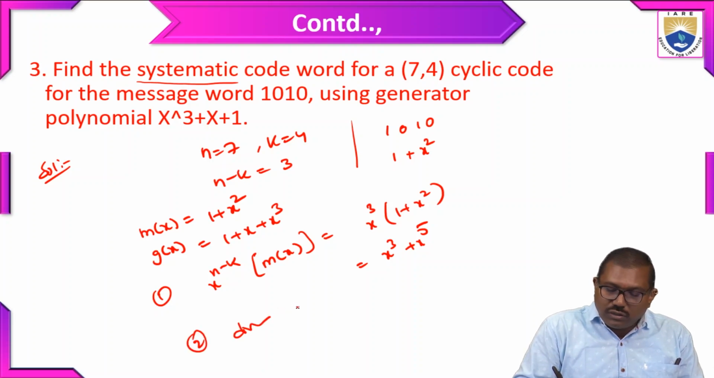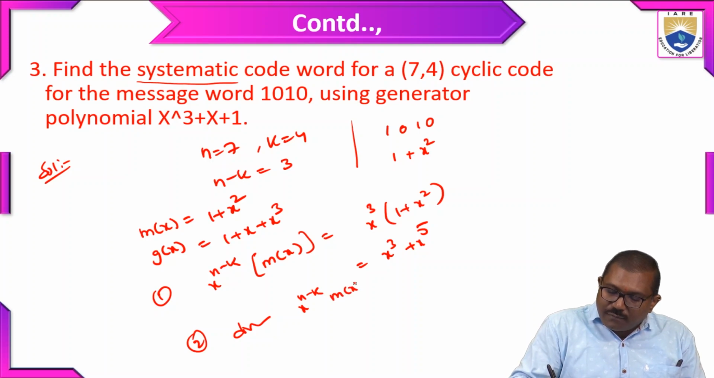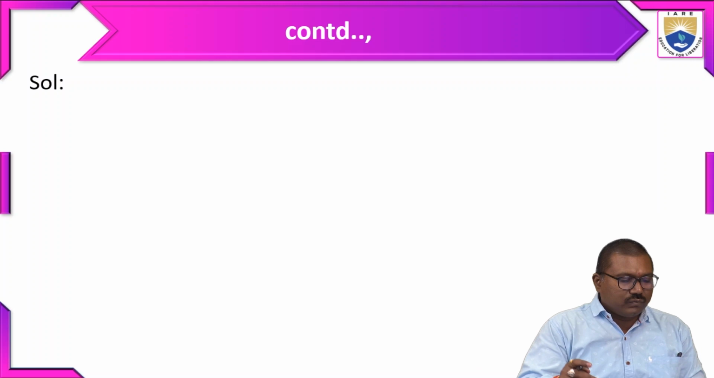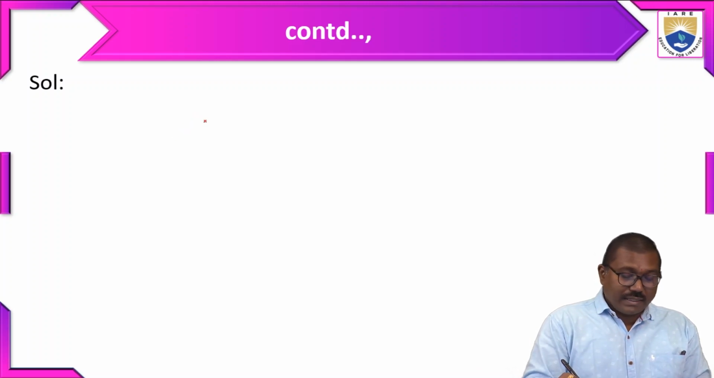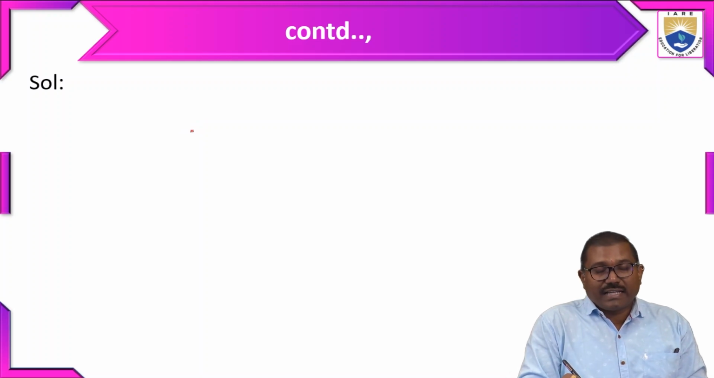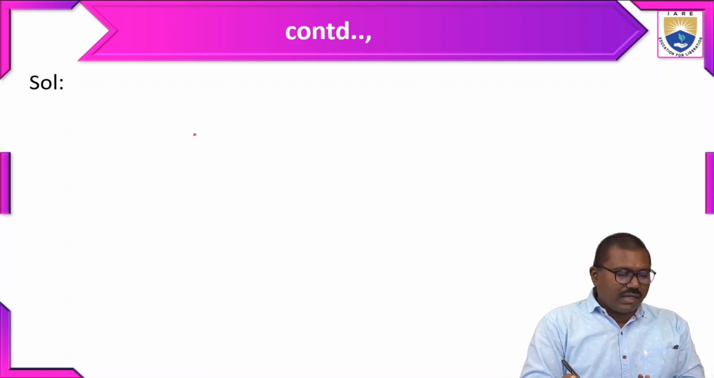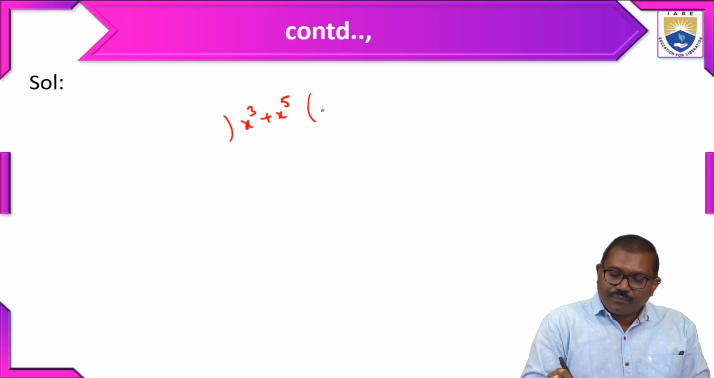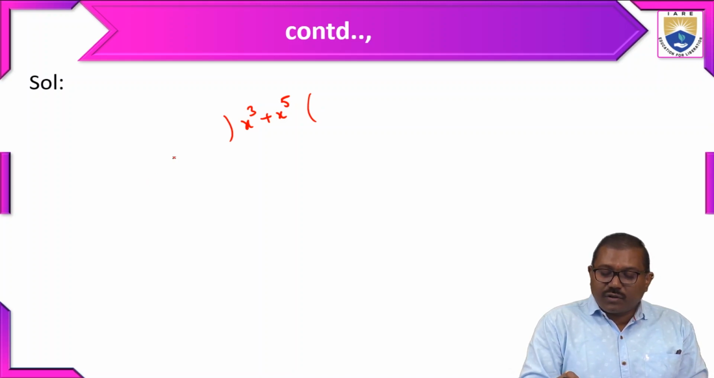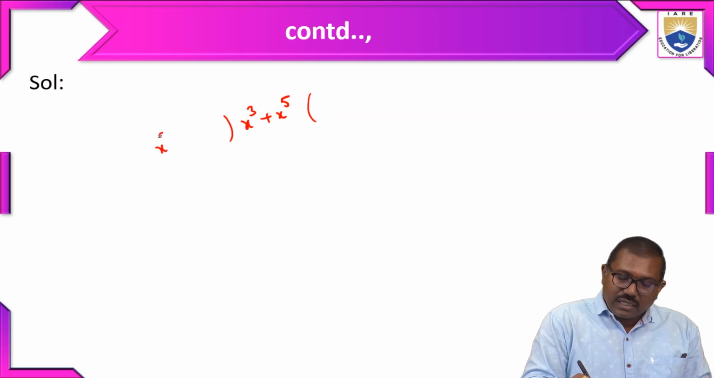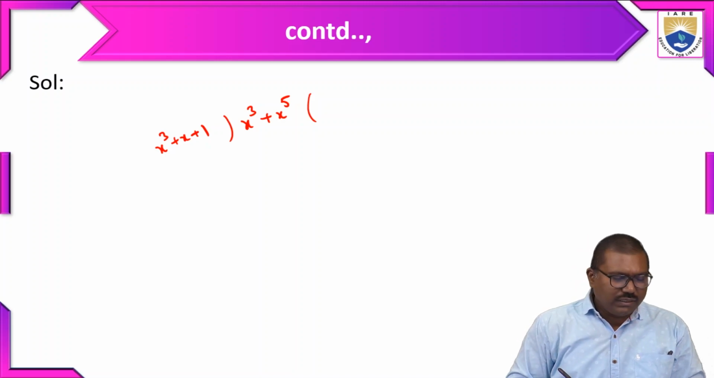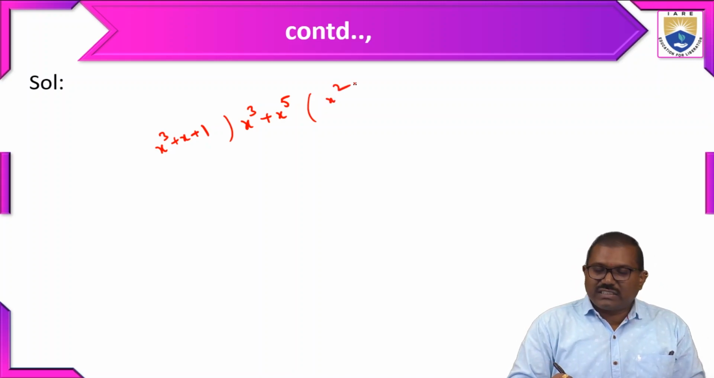Divide this whole term x power n minus k into m of x by g of x. Okay. So x cube plus x to the power of 5, this is x power n minus k into m of x. Now g of x, x cube plus x plus 1. So how many times does it go? Simply the square term, x square. Okay.